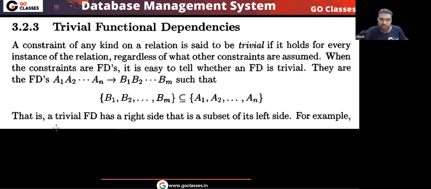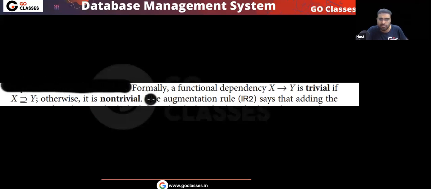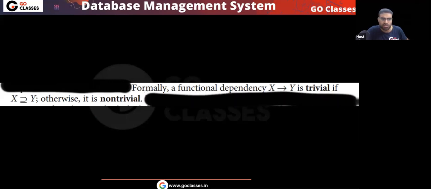So we have seen what is a trivial functional dependency. Trivial functional dependency means this is a subset of this. I can say this RHS is a subset of LHS. This is called trivial functional dependency. Otherwise, if a functional dependency is not trivial, then it is non-trivial. So either a functional dependency will be trivial or it will be non-trivial.